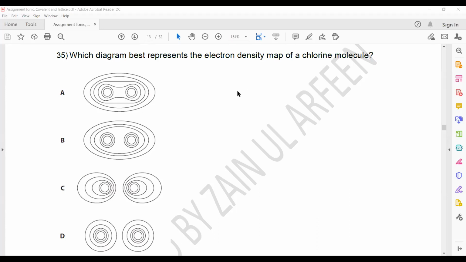Yeah, what's the answer? A, B, C, or D? First thing, it cannot be C or D because that's for ionic ions. Because you can see the separate contour lines are there in electron density maps. That's for ions. So you're left with A and B. Now, which one is the correct answer? It's a chlorine molecule, so it's a simple covalent compound.